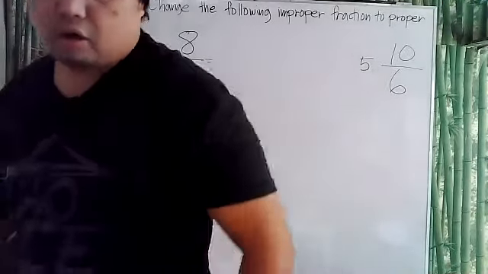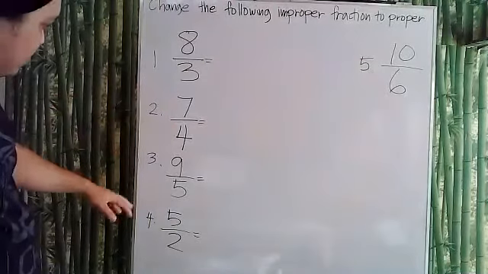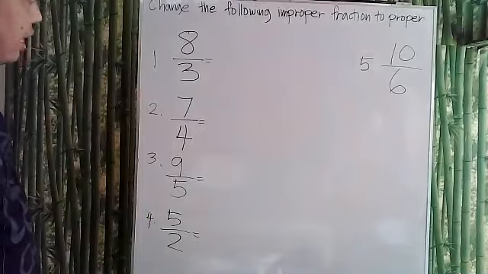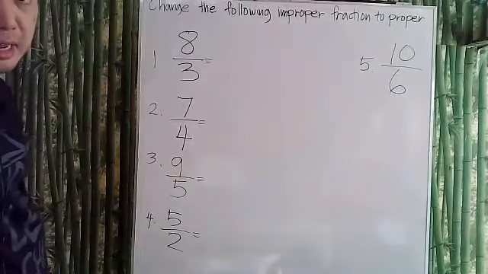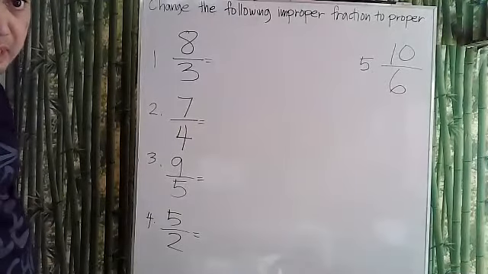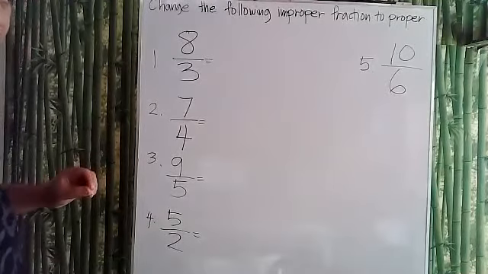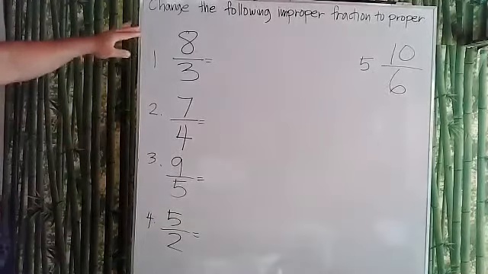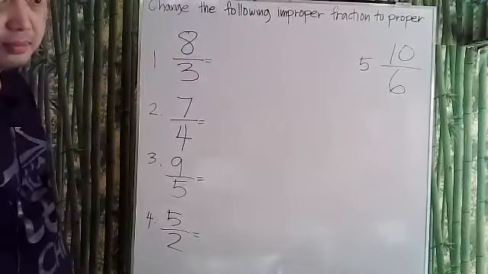So we have already discussed this. So we're going to answer your test. So number one, we have 8 thirds, 7 fourths, 9 fifths, 5 halves, and 10 sixths. So all of these fractions are improper. Why? Because their numerator is greater than their denominator. Whenever a fraction has a numerator greater than its denominator, it's an improper fraction.